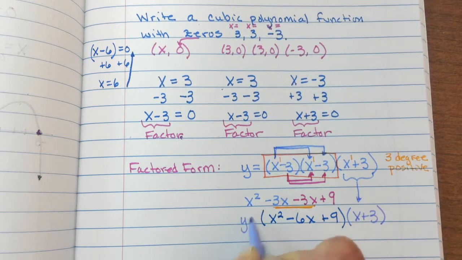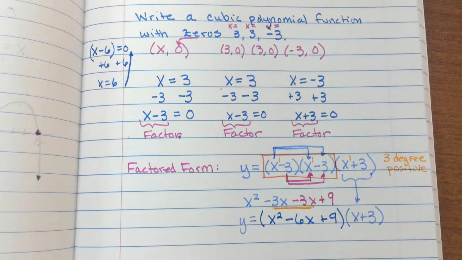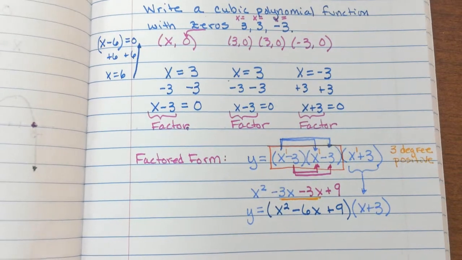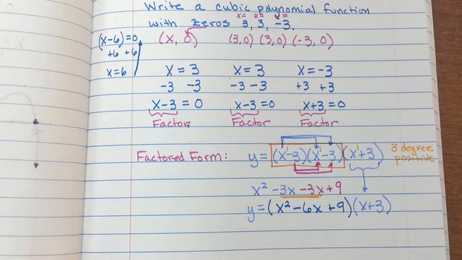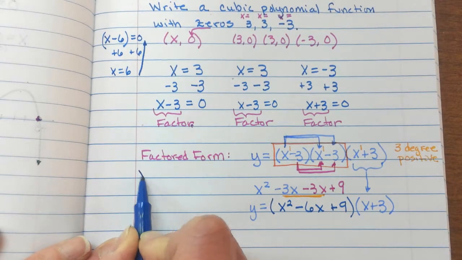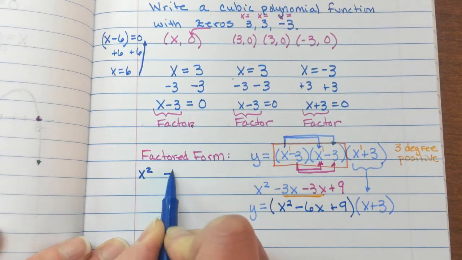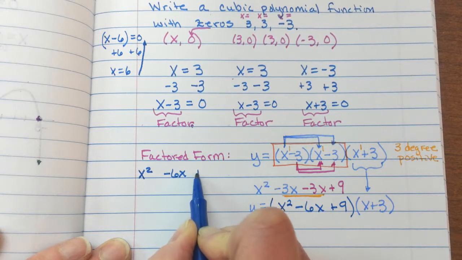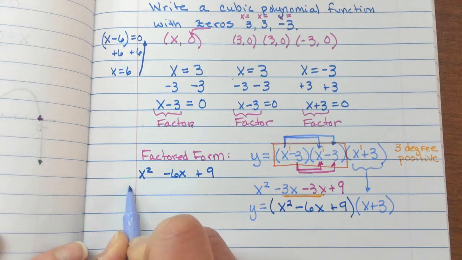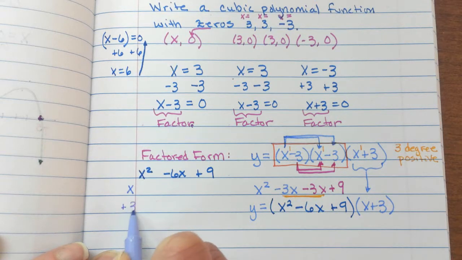And I still have my y equals. So I'm close to being done. So the next method I'm going to use to multiply, I could use distribution, but it can get a little messy, or I can simply do it as a box. So I'm going to do it as a box. I'm going to do it over here, which means I'm going to rewrite this as x squared minus 6x plus 9. That's my trinomial, times my binomial, which is x plus 3.